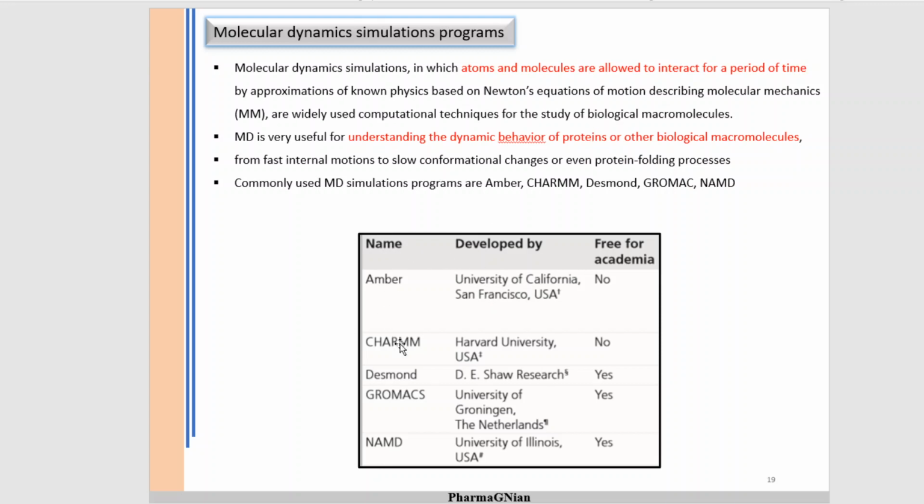These are the softwares used for the molecular dynamics process. The first is Amber, Charmm, Desmond, Gromacs, NAMD. These are the software you should know, the mostly used softwares for molecular dynamics.